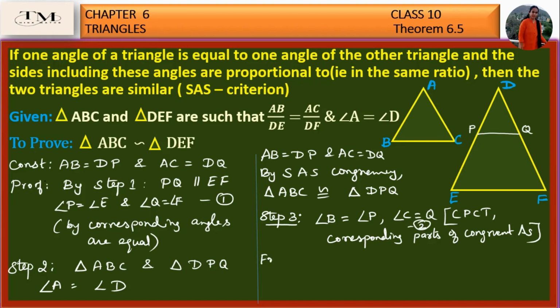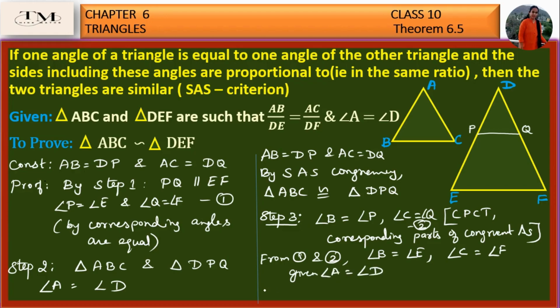What happens from 1 and 2? Where is 1? So 1 it is here. Here angle P is equal to angle E. We have here angle P is equal to angle B. So then we have angle B is equal to angle E. Also we have angle Q is equal to angle F. Here we have angle Q is equal to angle C. Then we have angle C is equal to angle F. So also it is given angle A is equal to angle D.